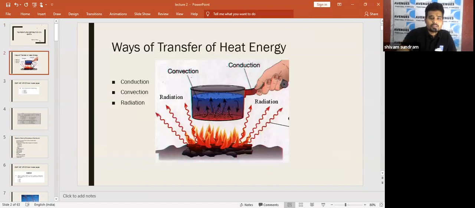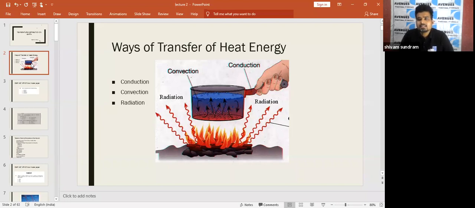Here we can see transfer of heat. There are different ways to transfer heat. Before starting this topic, let's start with heat and how it is different from temperature. Temperature is basically a degree of hotness or coldness of a body, and heat is a form of energy which always moves from a higher temperature region to a lower temperature region.